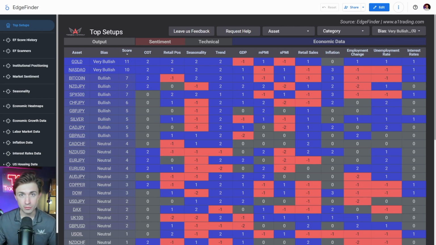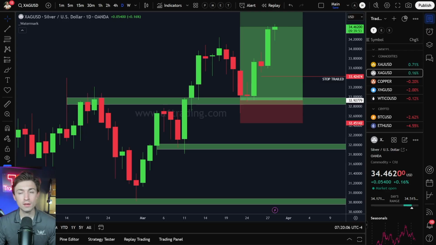Now jumping ahead a little bit, let's talk about how we actually use the top setups page to find trading opportunities. And for this, I'm going to use a current trade example that I am currently in. It's a silver trade. So what you'll notice is that silver is getting a bullish reading on the EdgeFinder, and we also recently saw price action pull back to a key area of support on the daily chart.